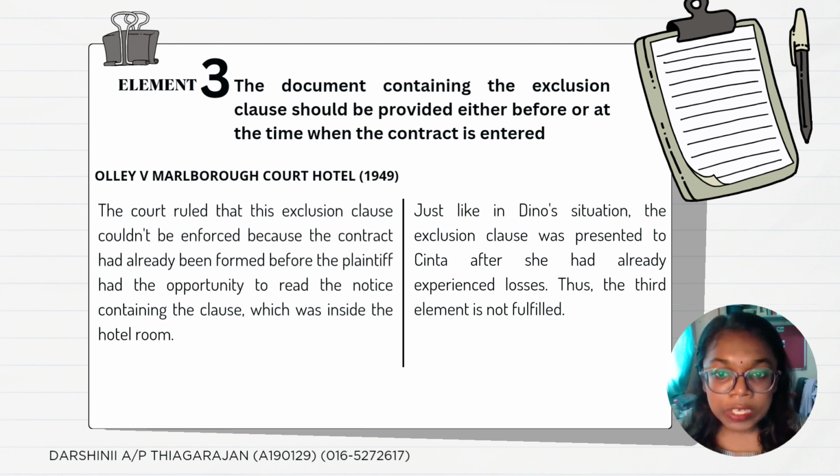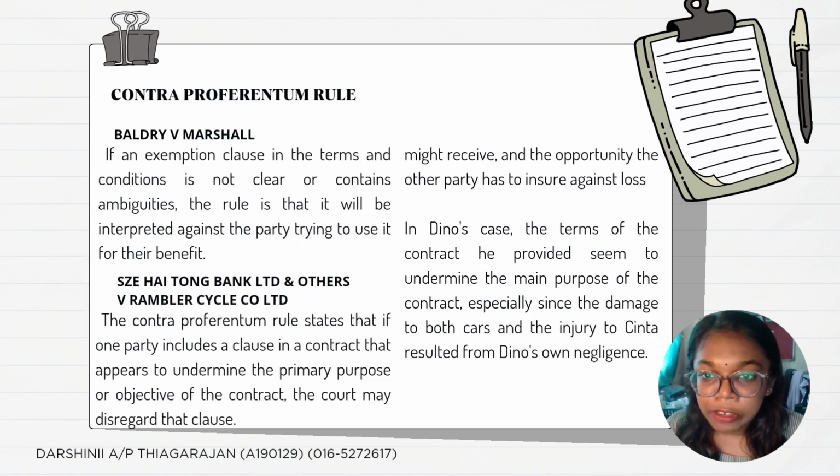However, the court ruled that this exclusion clause couldn't be enforced because the contract had already been formed before the plaintiff had the opportunity to read the notice containing the clause, which was inside the hotel room. Just like in Dino's situation, the exclusion clause was presented to Chinta after she had already experienced losses. Thus, the third element is also not fulfilled. Dino had not fulfilled two of three elements for the exclusion clause to be established. Hence, Dino could not rely on the exclusion clause.